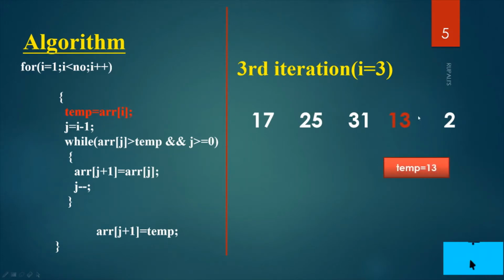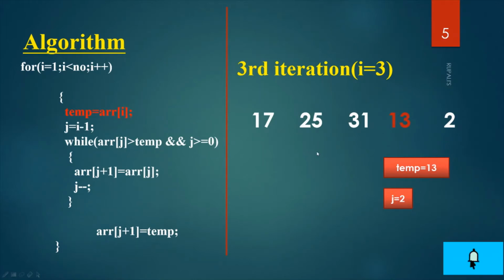Now you have to compare with which element? The element before temp, this element and this element. So here the value of I is 3, here 2, here 1 and here 0. So I have to compare with the second element, with first element and with 0th element. So I start comparing with second element. So j is 2. So j is I minus 1. So it is 2 because I is 3.